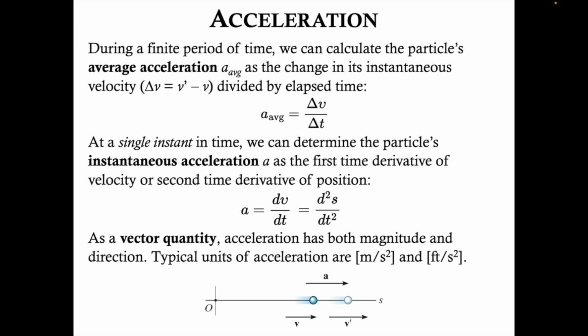Moving on from velocity, we now have acceleration, the time rate of change of a particle's velocity. During a finite period of time, we can calculate the particle's average acceleration, a sub average, from the change in its instantaneous velocity, delta v equals v prime minus v. So a sub average is delta v over delta t. At a single instant in time, we can determine the particle's instantaneous acceleration a as the first time derivative of velocity, or equivalently, the second time derivative of position, where a equals dv by dt, which equals d squared s by dt squared. As a vector quantity, acceleration, like velocity and position and displacement, has both magnitude and direction. Typical units of acceleration are meter per second squared and foot per second squared.